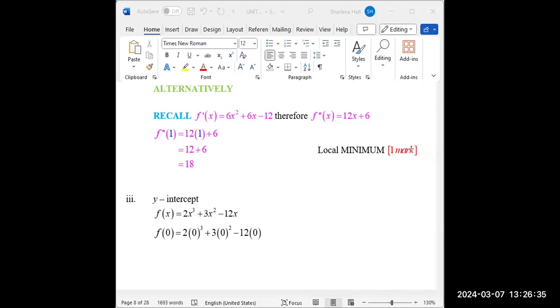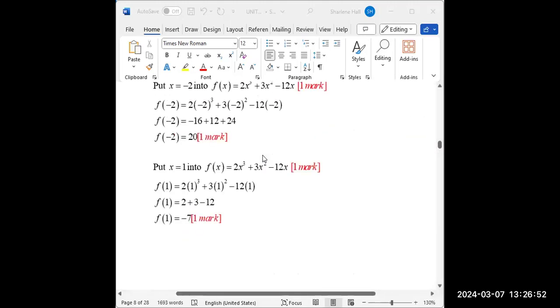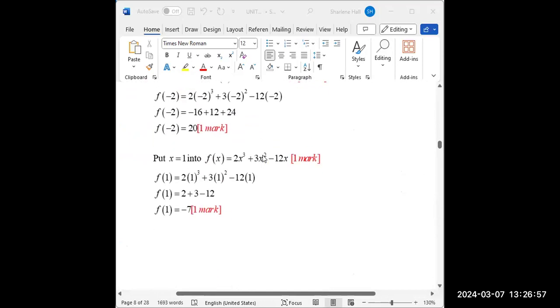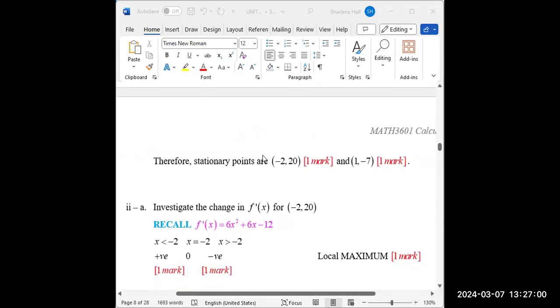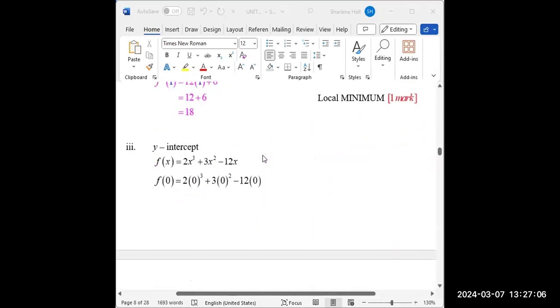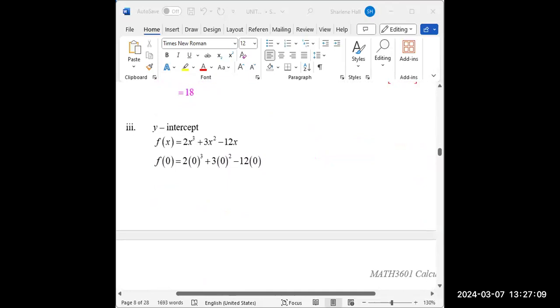Okay, everything is fine so far. Having found the critical points, I now determine the nature of the critical points. I know that I have one local maximum and one local minimum. Then the question would have gone on to ask me to calculate the y-intercept. The y-intercept is found when x is equal to 0, so anywhere I see x, I put 0.